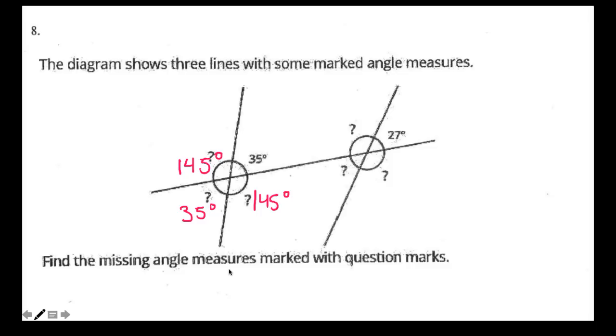Same type of situation on the right, except now we have 27 degrees that we're dealing with. These two should add up to 180. So my angle to the left is 153. Vertical angles. That's it. That should be the easiest one on here.